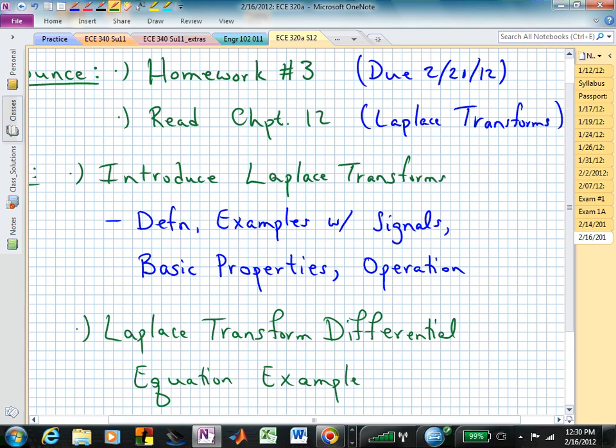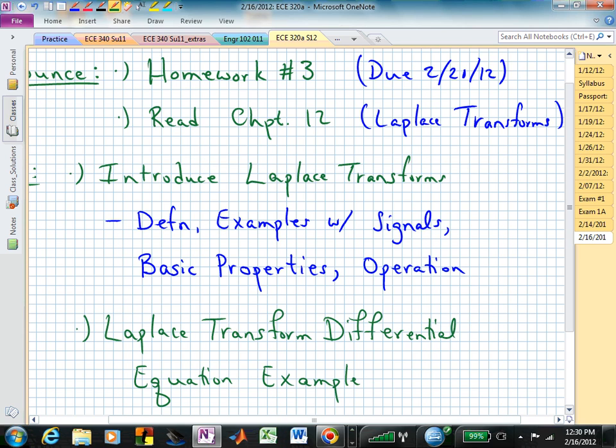Homework number 3 is due Tuesday when we see each other again. That should be posted, and it's still in Chapter 11 material. You should be starting to read Chapter 12 if you haven't already completed that, because today what we want to do is introduce Laplace transforms.